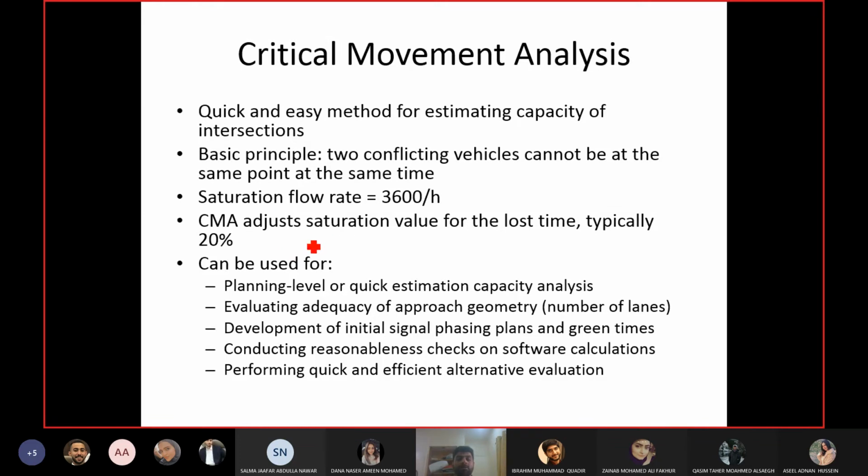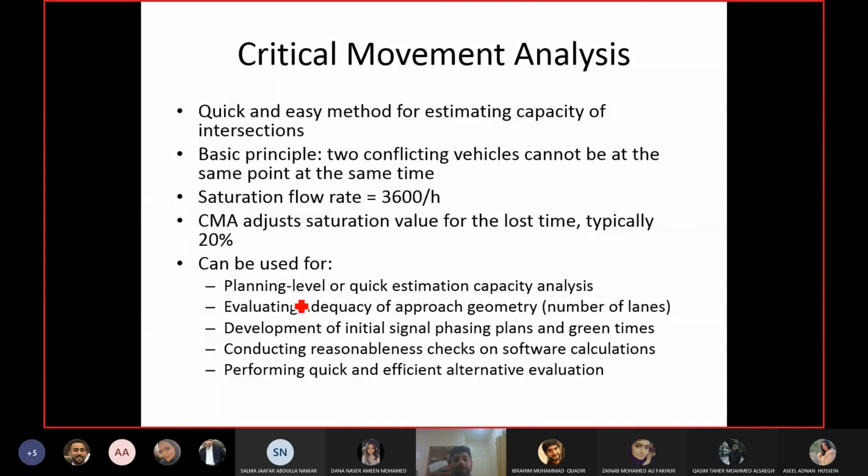Where can we use critical movement analysis? Critical movement analysis is just a supportive analysis. It is not used for the main design of the signal. Keep it in mind. But it is very helpful in so many ways.